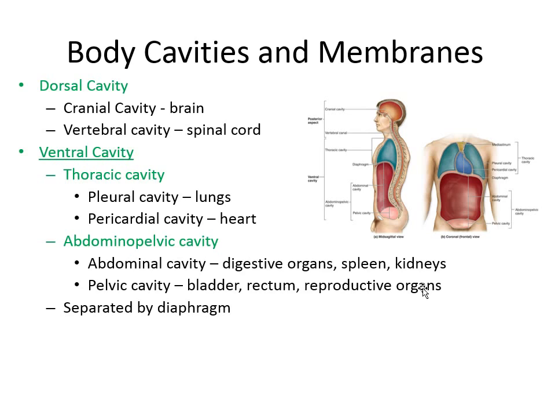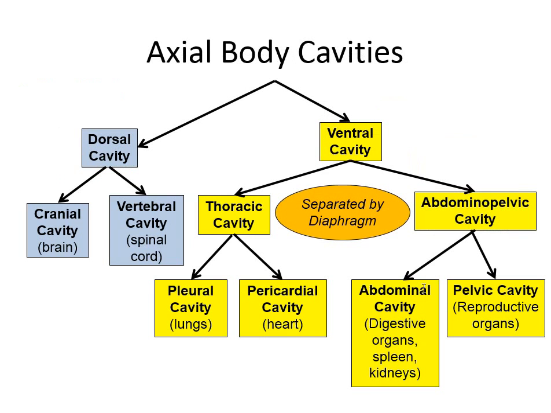Abdominal pelvic cavity, that's going to be below the diaphragm. So that's going to be the digestive organs, the spleen, the kidney, the pancreas, gallbladder. And then finally, we have the pelvic cavity. That's going to be the lower extreme, kind of around your belly button or below. Bladder, rectum, reproductive organs, and small and large intestines.